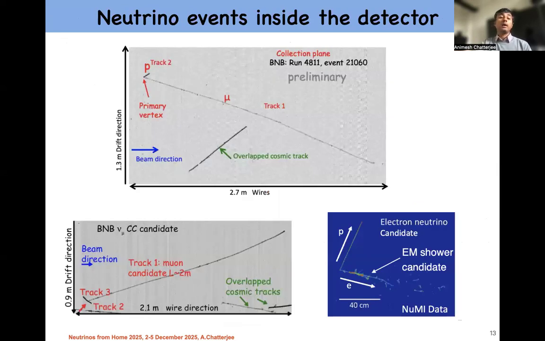Here I'm showing event displays from the data itself, coming both from the BNB as well as from the NuMI beam, clearly showing a muon CC candidate event where a proton and a muon track can be seen, as well as an EM shower candidate generated from the NuMI data.